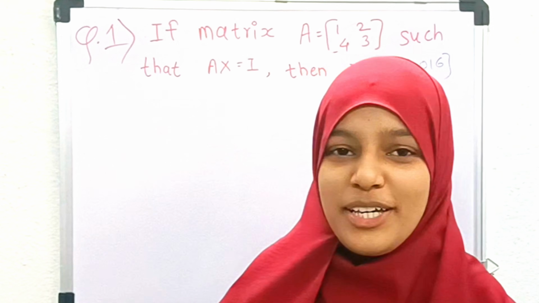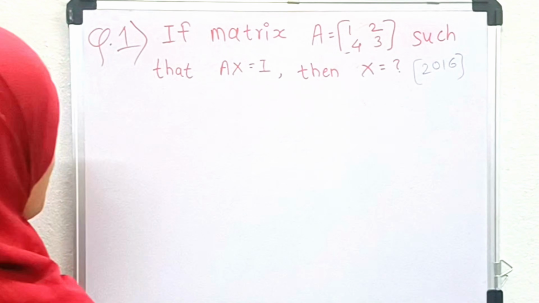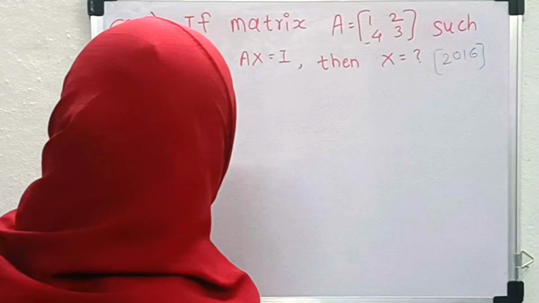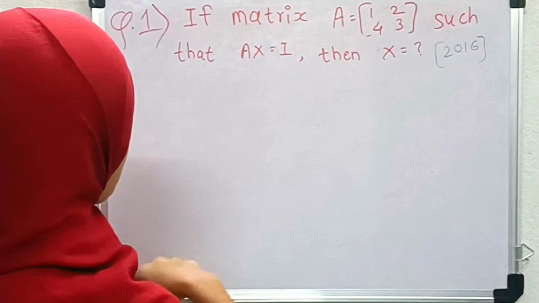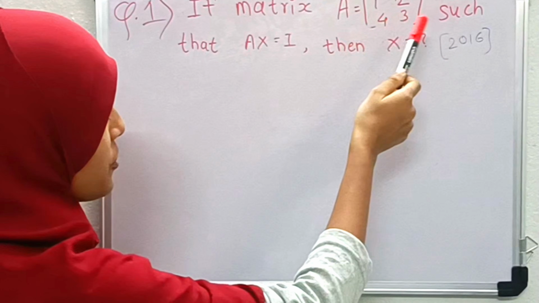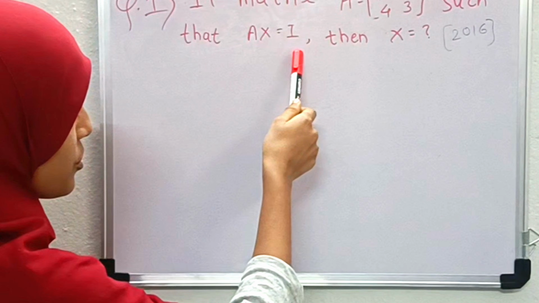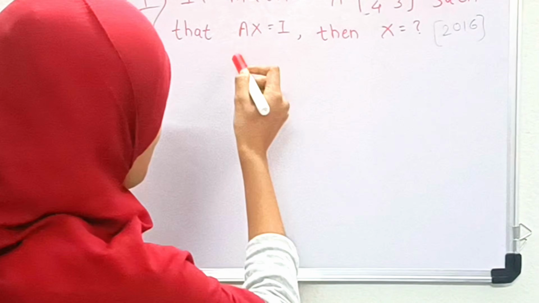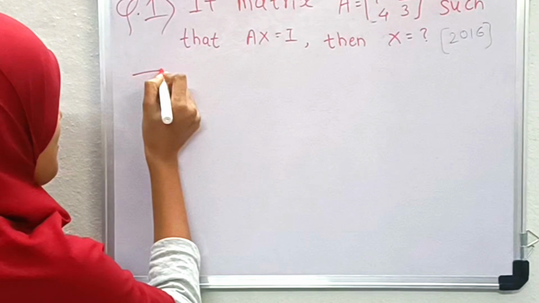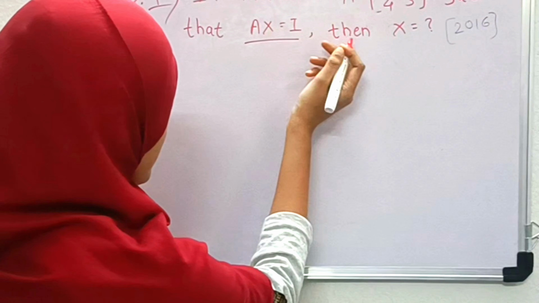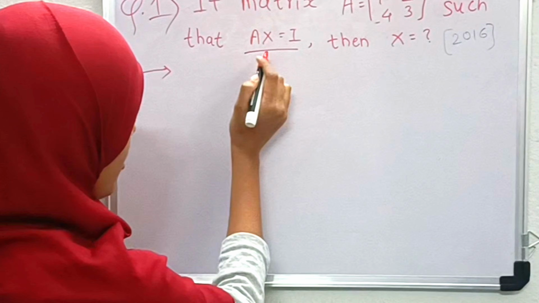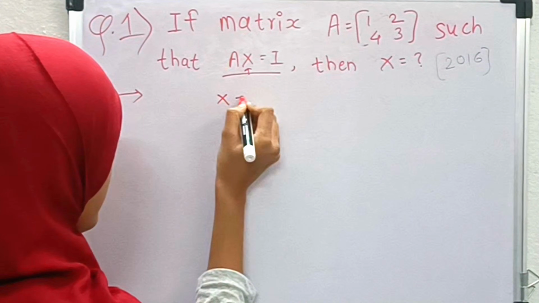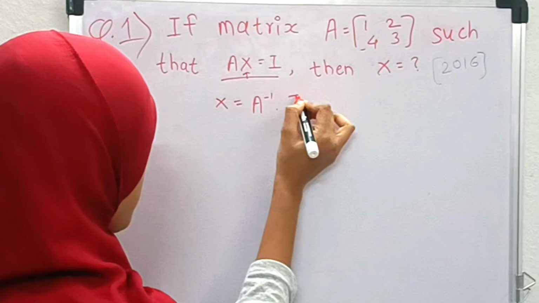Let's solve one question based on our short trick. Today's question is a previous year question which was repeated in 2016 also. The matrix A has the elements 1, 2, 4, 3 such that Ax is equal to I. We have to find the value of x which satisfies this equation. So we will shift A to the right side, and x is equal to A inverse times I.